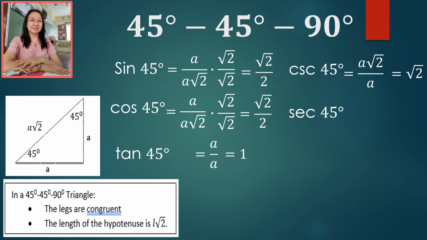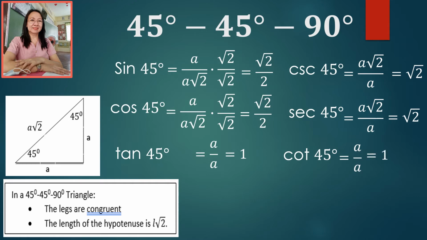For secant 45 degrees, we have hypotenuse A square root of 2 over the adjacent A. So again, we can cancel A over A so that secant 45 degrees is also square root of 2. And for cotangent 45 degrees, which is also A over A, so they are equal to 1.